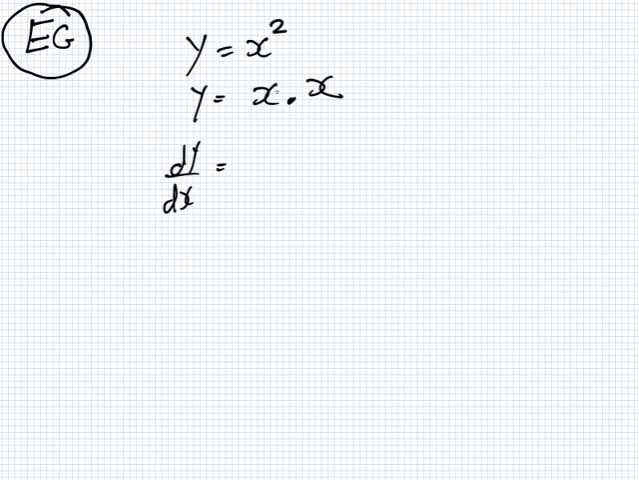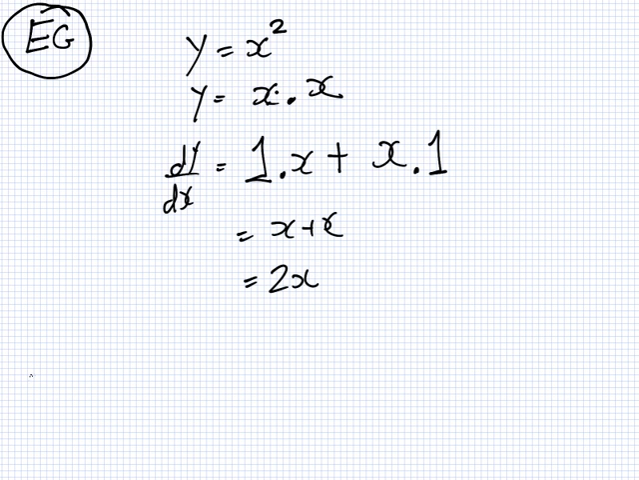Right, let's have a look at an example. So let's check that this rule works with our example of x squared. So y equals x times x. Let's test that this rule works. According to the rule, you differentiate the first term, which is 1, and keep the second term the same, plus you keep the first term the same and differentiate the second. That's x plus x, that's 2x, as expected. So clearly the rule works.